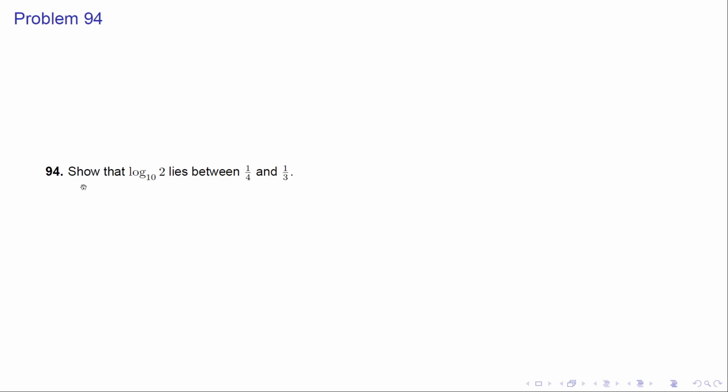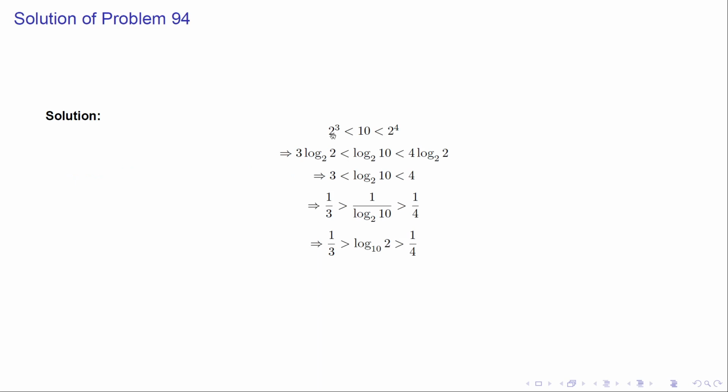And problem 94 is also similar. It asks to show that log of 2 with base 10 lies between 1 by 4 and 1 by 3. So we proceed similarly. We say that 10 lies between 2 to the power 3 and 2 to the power 4. We take log with base 2. And we proceed similarly to arrive at the conclusion that log of 2 with base 10 lies between 1 by 3 and 1 by 4.